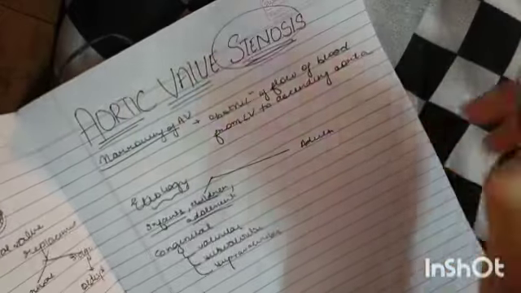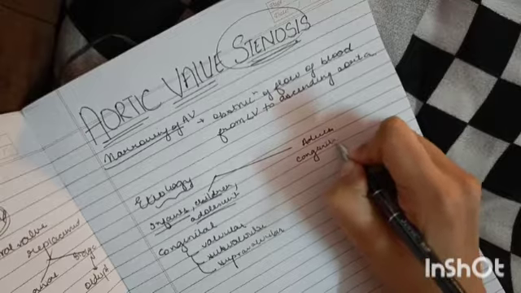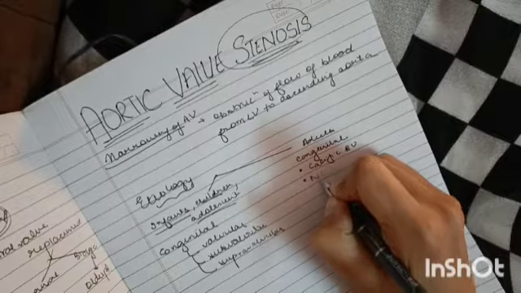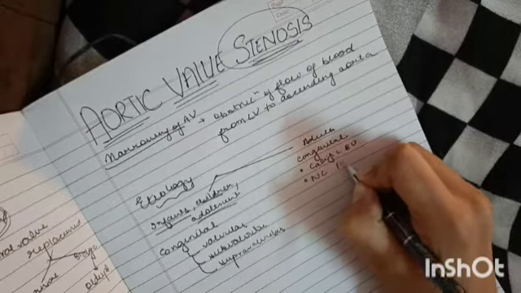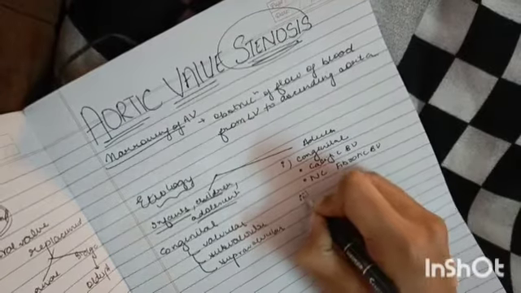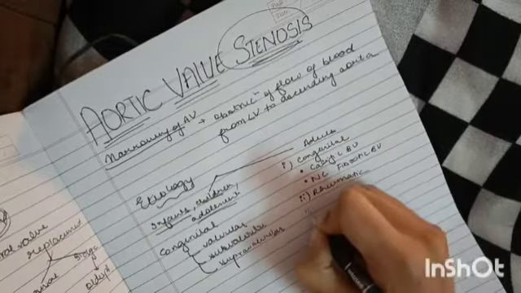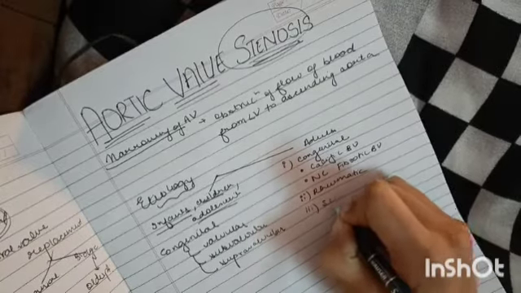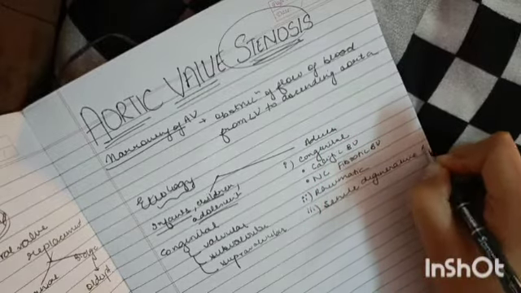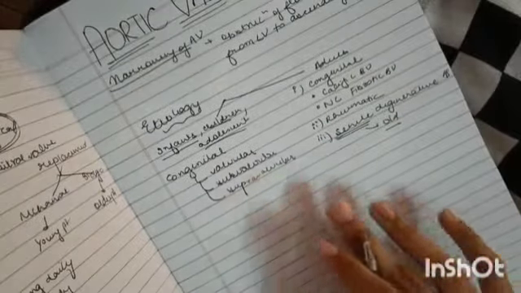In adults, it can be due to three reasons. The first one is congenital. In congenital, we can have a calcific bicuspid valve, or a non-calcific fibrotic bicuspid valve. This is the first one. Then the second cause is rheumatic. And the third one is senile degenerative aortic stenosis. Senile, meaning old, with age. So this is the etiology.